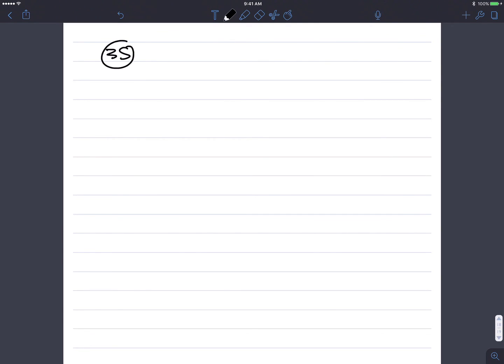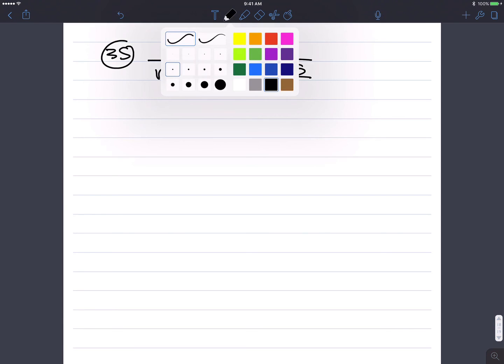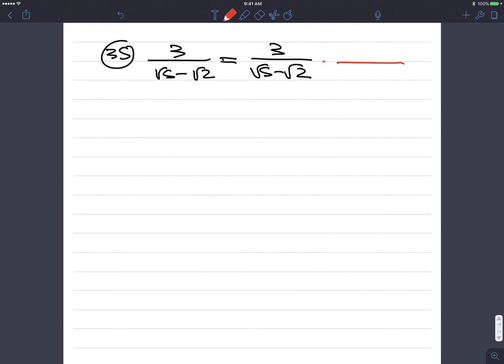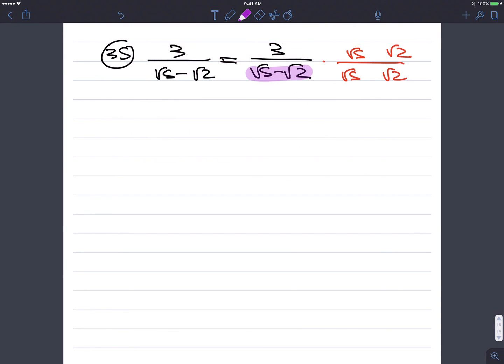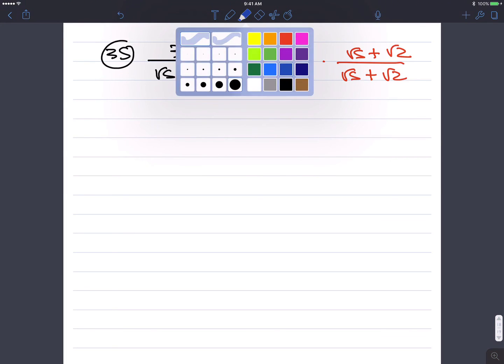Number 35 is 3 over the square root of 5 minus the square root of 2. This is equal to 3 over the square root of 5 minus the square root of 2. Once again, we need to multiply by the conjugate. Square root of 5, square root of 2, square root of 5, square root of 2. That is, the conjugate of this difference will give us a plus. Take a look.